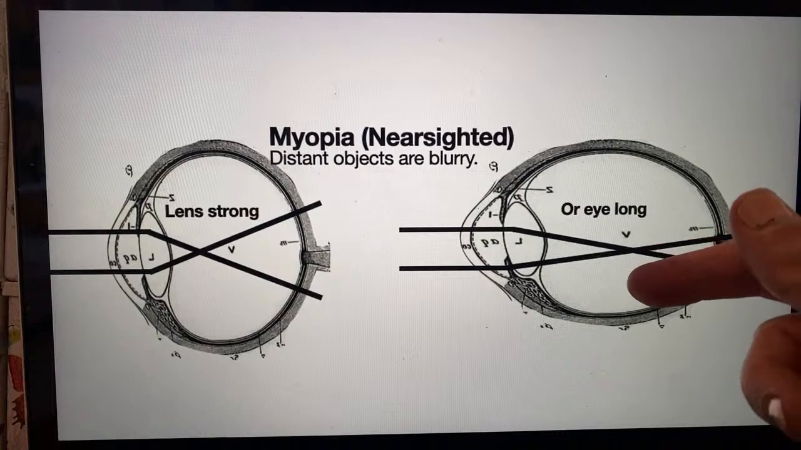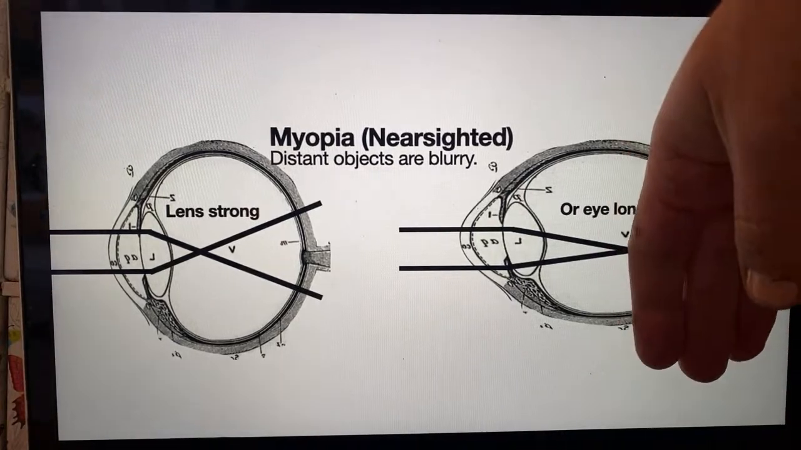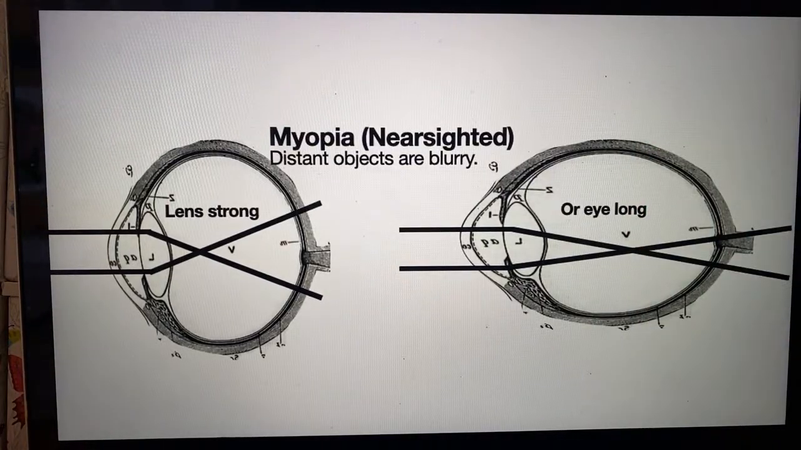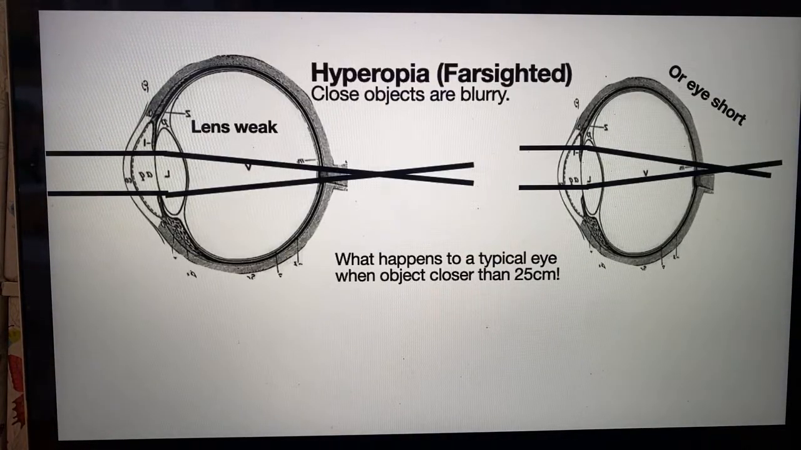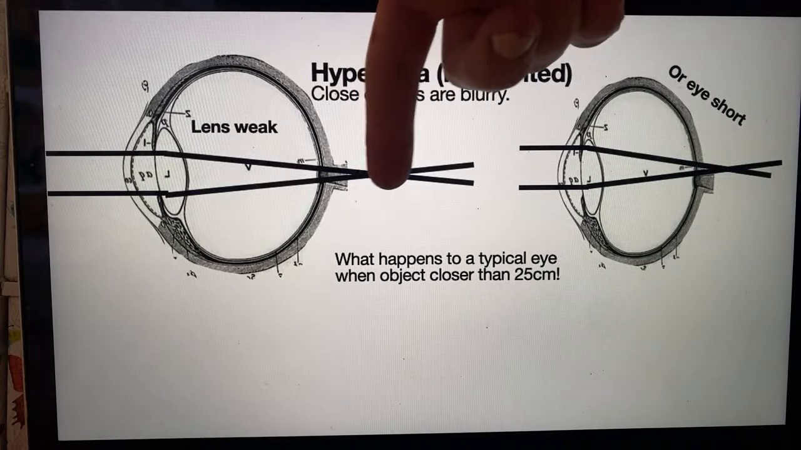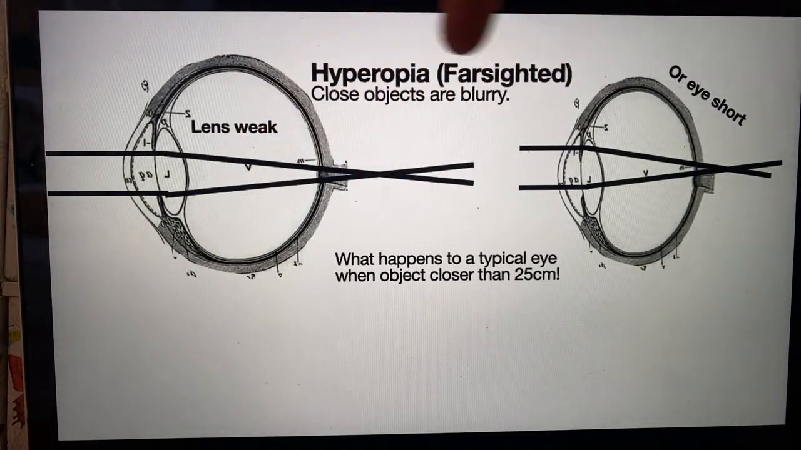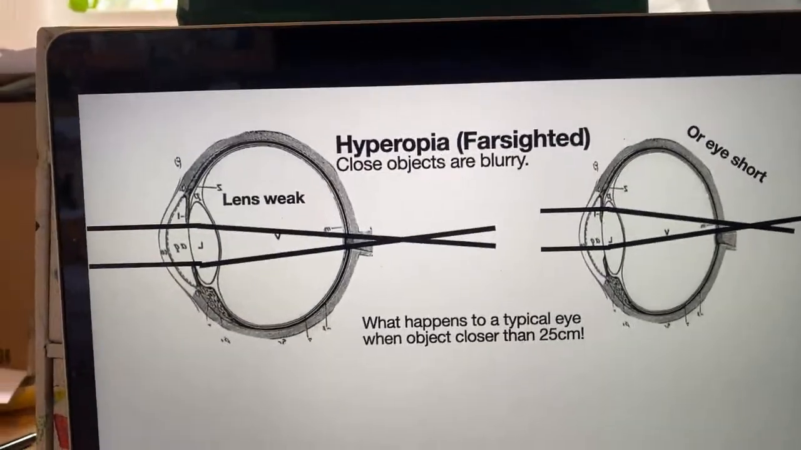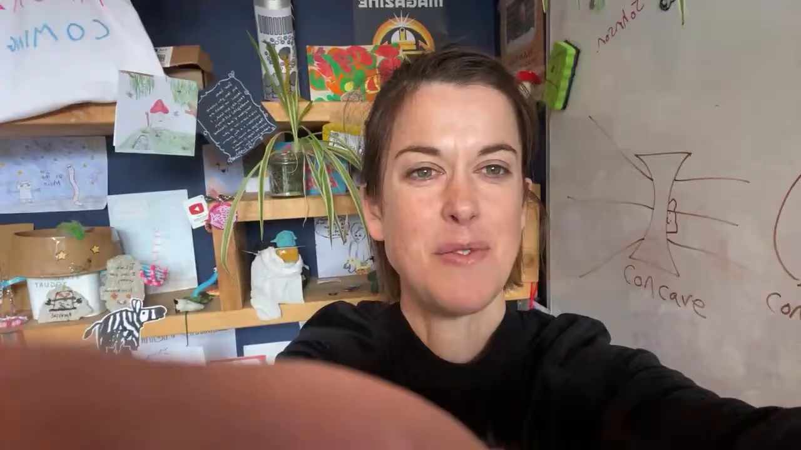Or the eye could maybe be very long as well. So the rays are converging in the right place, but that's not where the screen is because the eye is long. And the opposite can happen as well. If you're farsighted, then the rays are converging too late to hit the screen, either because the lens is weak or because the eye is short. And I've said this is what happens to a typical eye when objects get closer than 25 centimetres. I hate doing it. It makes me feel incredibly uncomfortable.